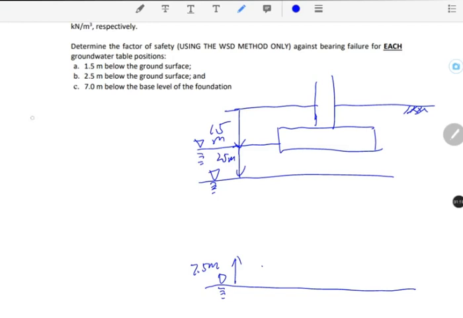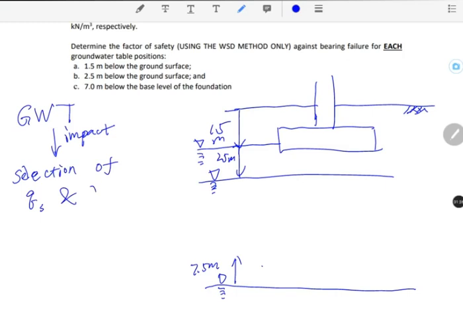They are going to impact the selection of QS and gamma in equation 10.1 to determine the ultimate bearing capacity.